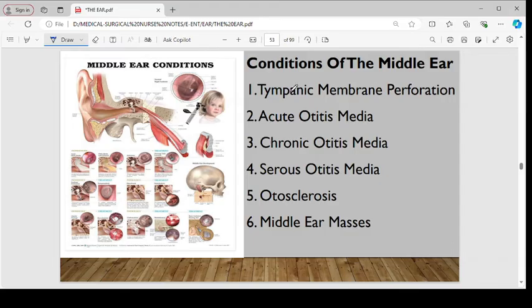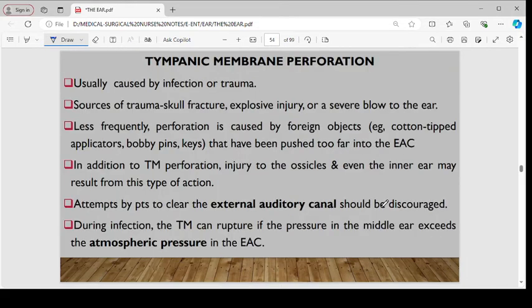So next we look at the middle ear infections, and the middle ear infections include the tympanic membrane perforation, acute otitis media, chronic otitis media, serous otitis media, otosclerosis, and middle ear masses. Tympanic membrane perforation is usually caused by either an infection or trauma.